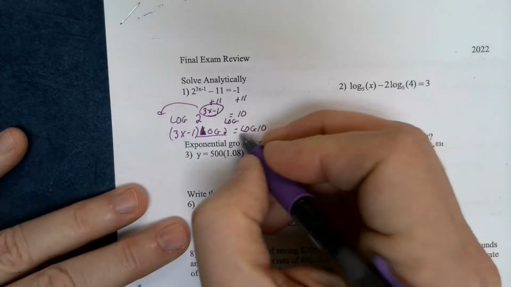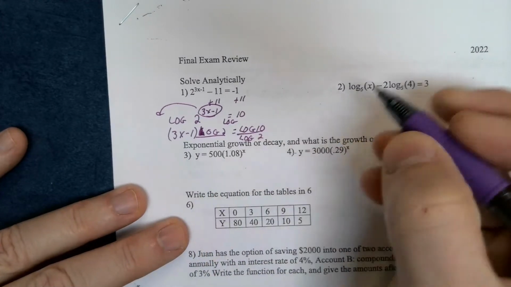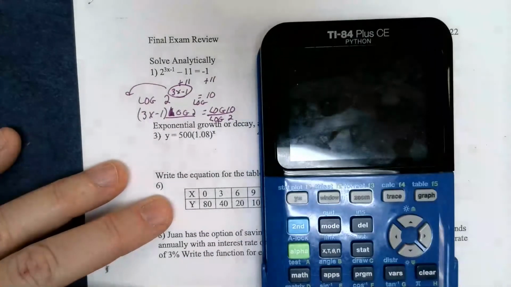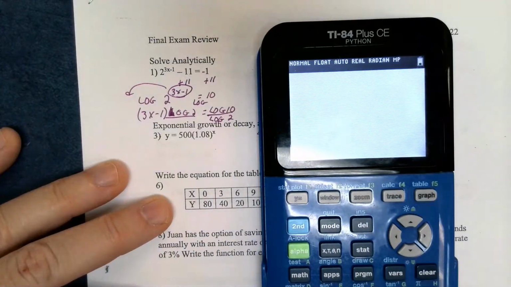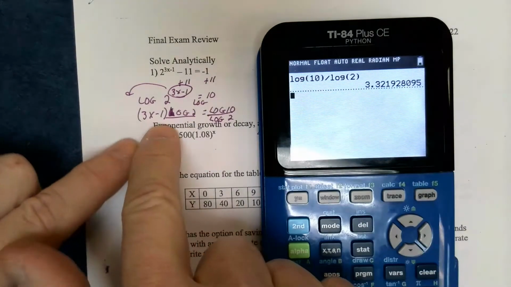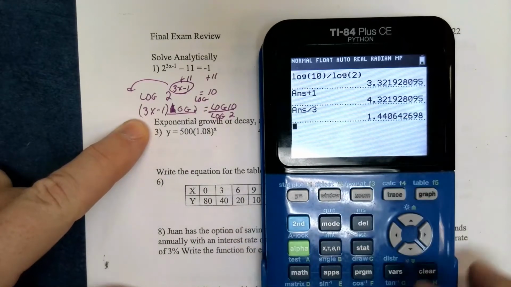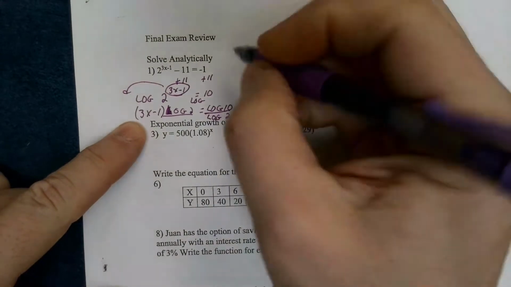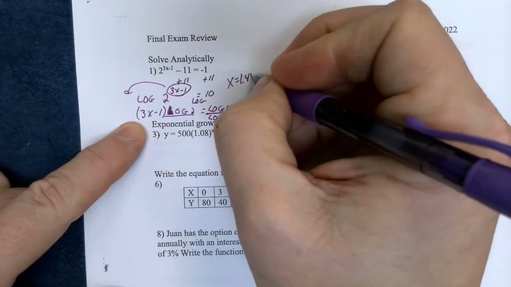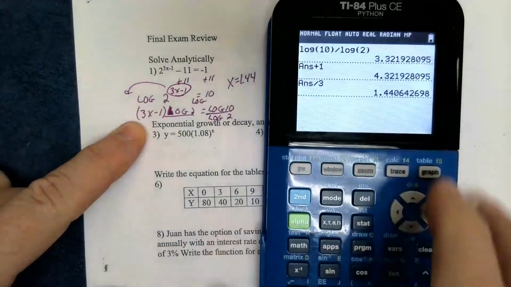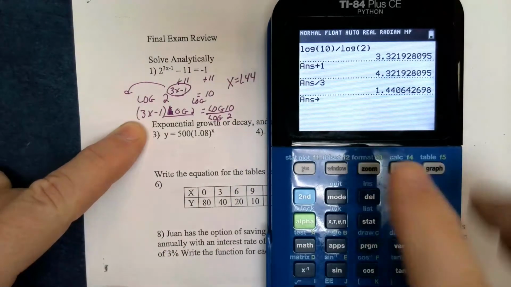I'm going to divide by log 2 on both sides, and then I'm going to go right here, and you can see on my calculator, I'm going to do log of 10, close parentheses, divided by log of 2, close parentheses. Looks like that. And then I've got 3x minus 1, so I'm going to add 1 to move the 1 over, and then I'm going to divide by 3, and I get x equals 1.44. Now, that's just an approximation, but I'm going to go ahead and store that as x, as we've done many, many times.